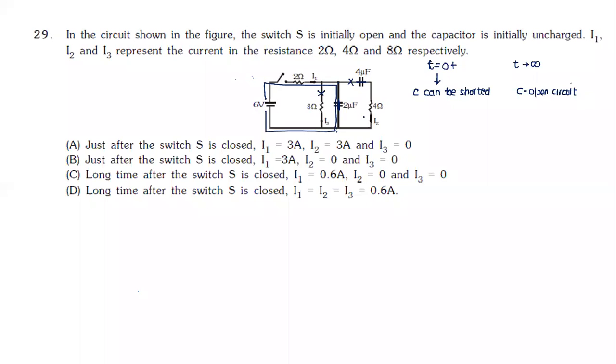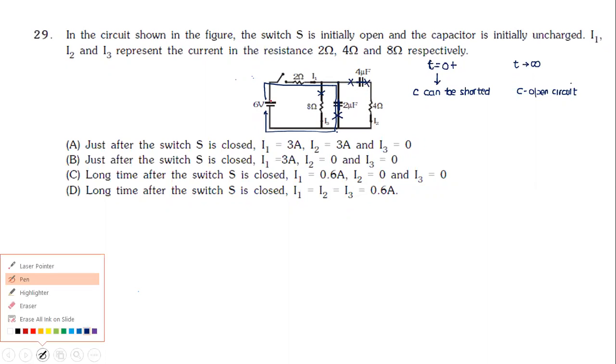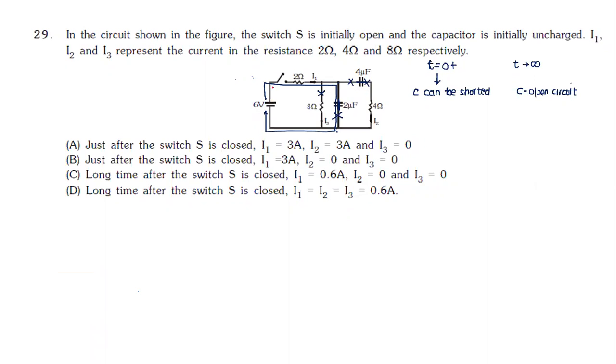And at t equal to infinity, this behaves like an open circuit. So at t infinity, what would be the path of the current flow? It will flow something like this. That's the part we need to understand. So this is t equal to 0, and in between it will flow through both. Based on this, we can easily solve this question.